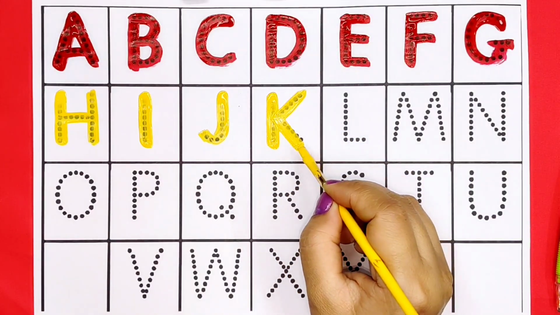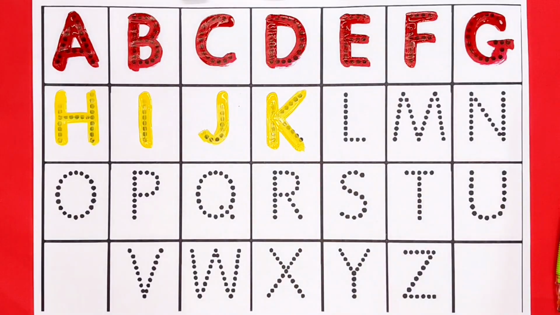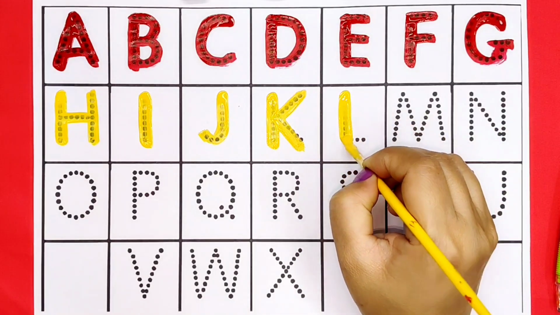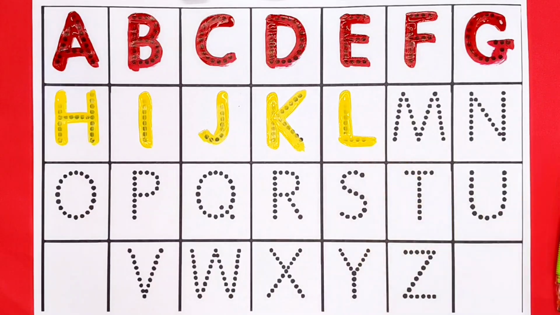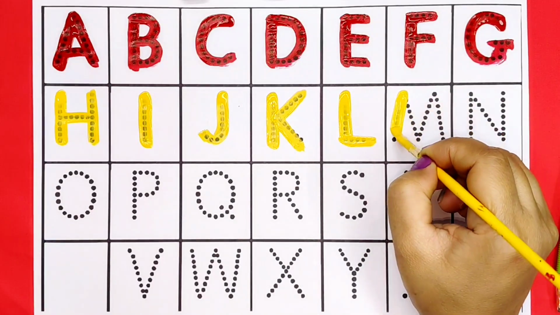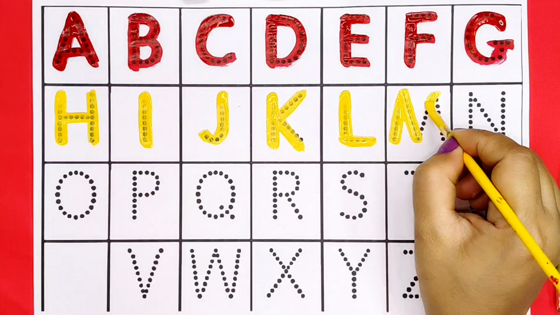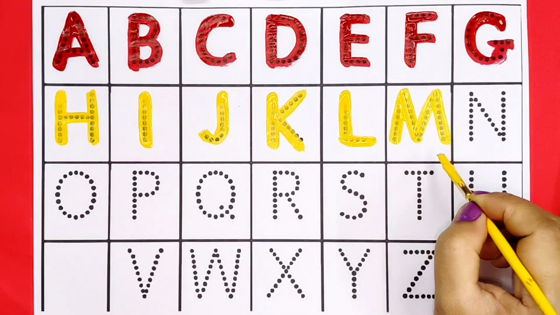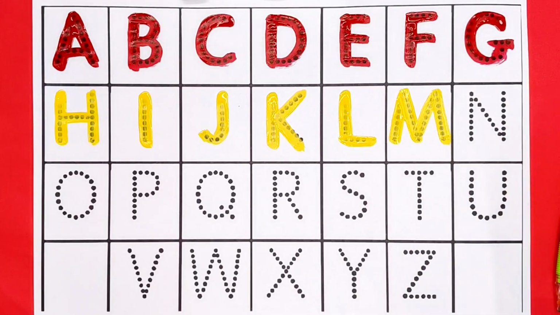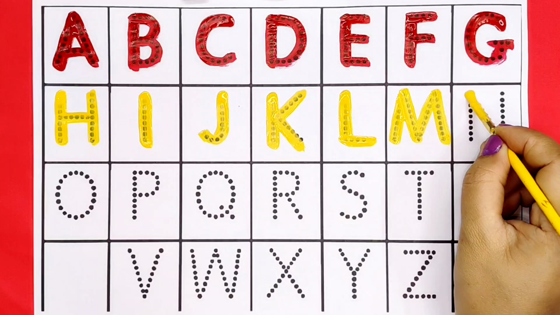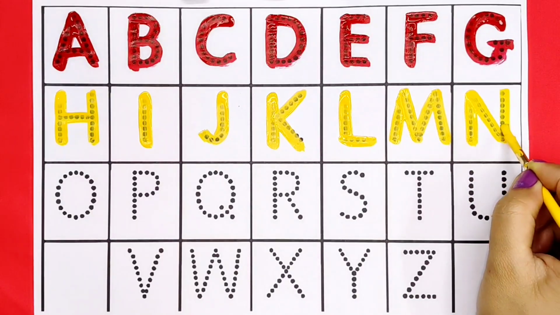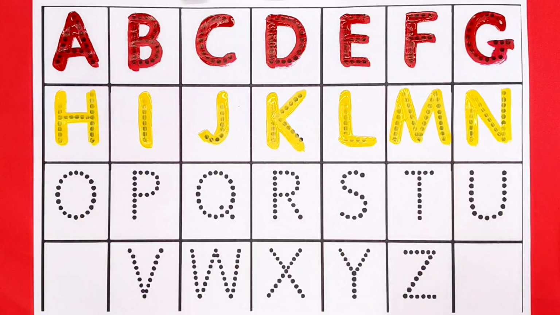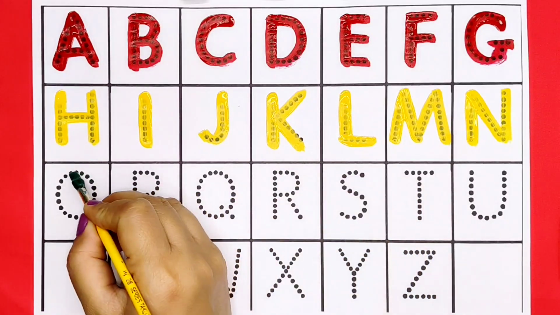K. K for kangaroo. L. L for lion. M. M for mango. N. N for nose. Dark green color.